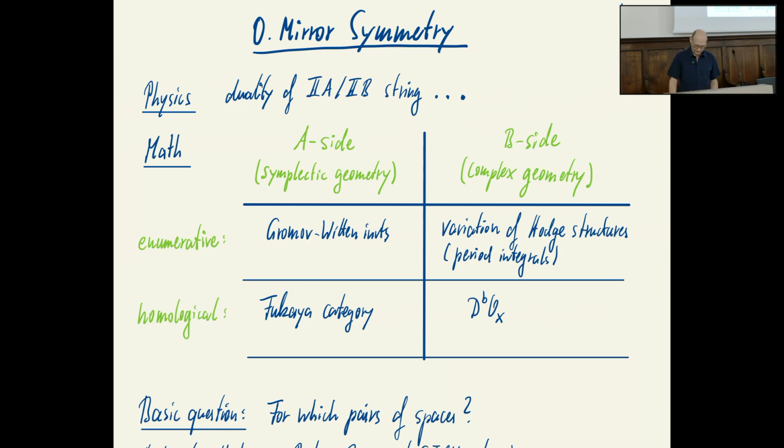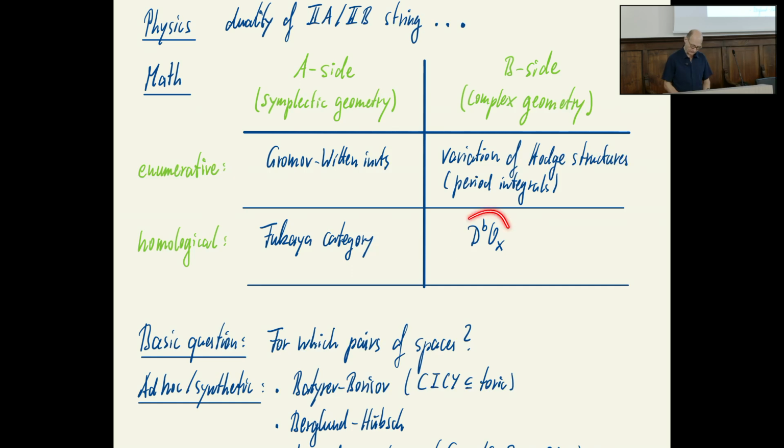Then Kontsevich famously conjectured that mirror symmetry should also relate the Fukaya categories, which had previously been defined, suggested by Fukaya. It's an A-infinity category. It has a triangulated category associated to it. It should be isomorphic, or equivalent, to the derived category on the B side.